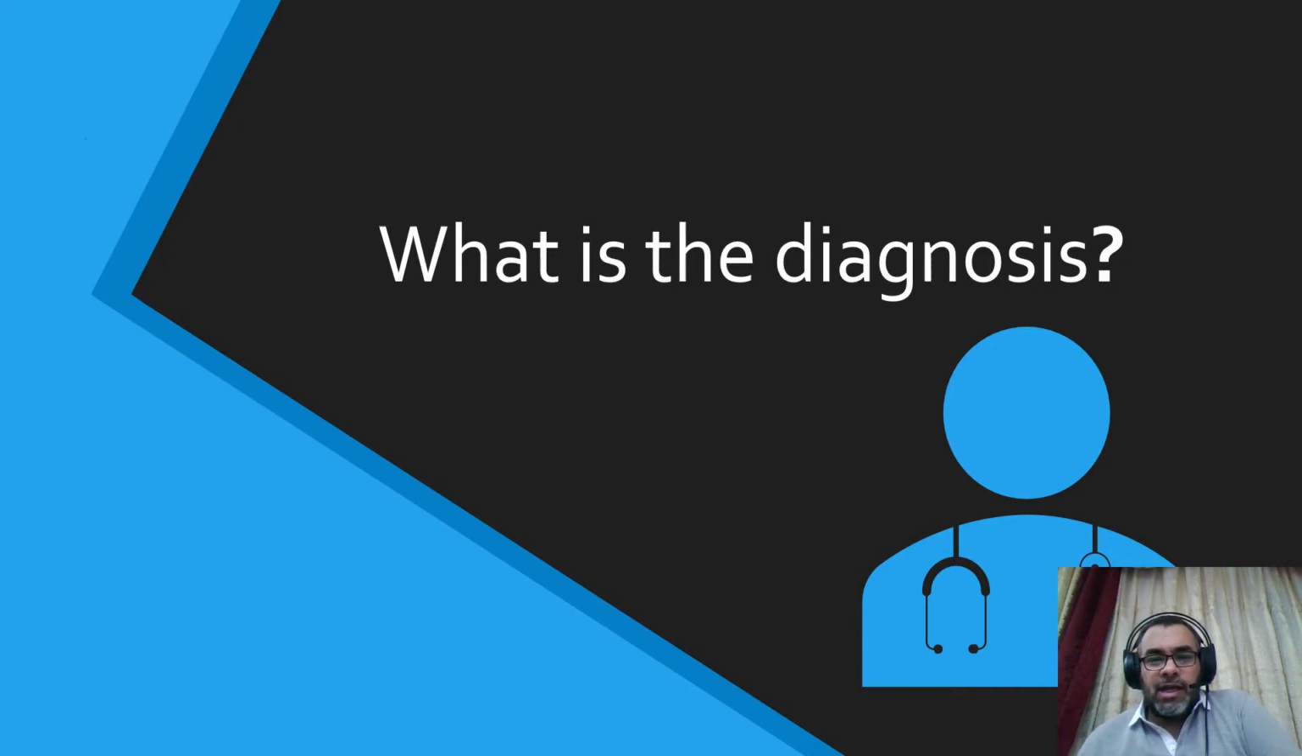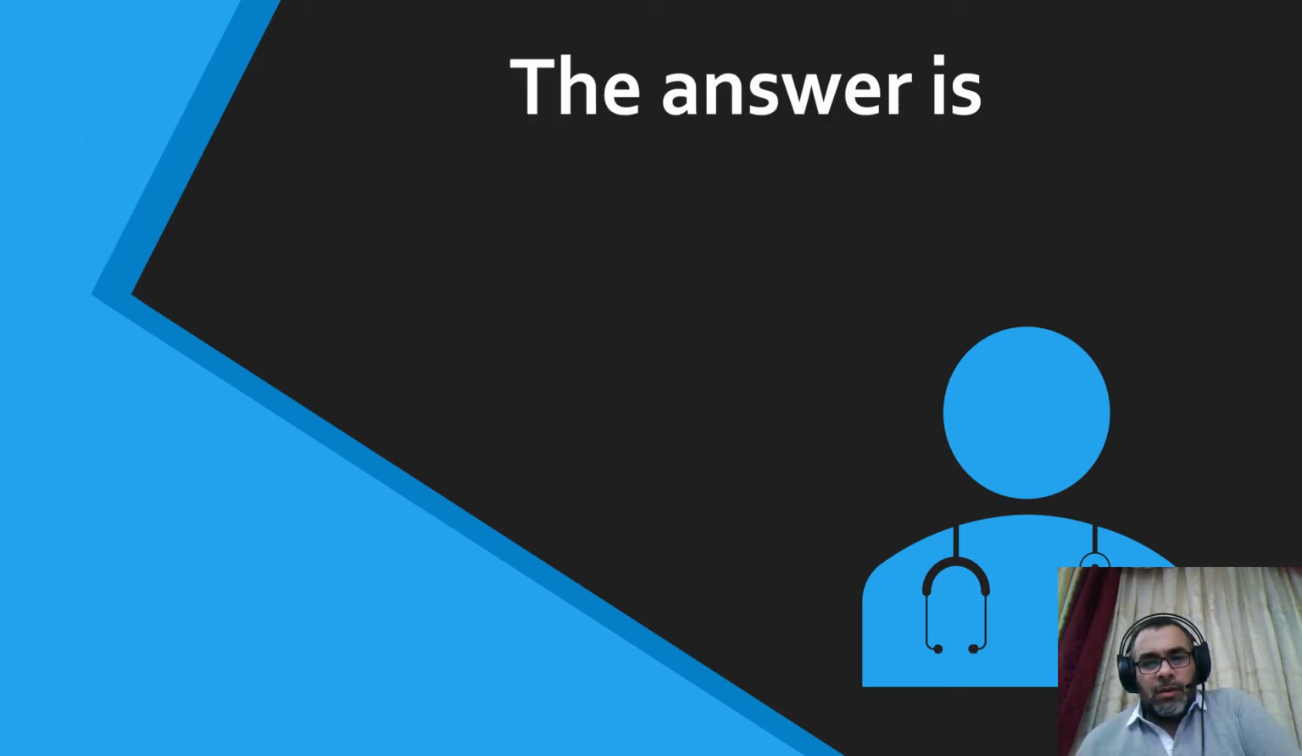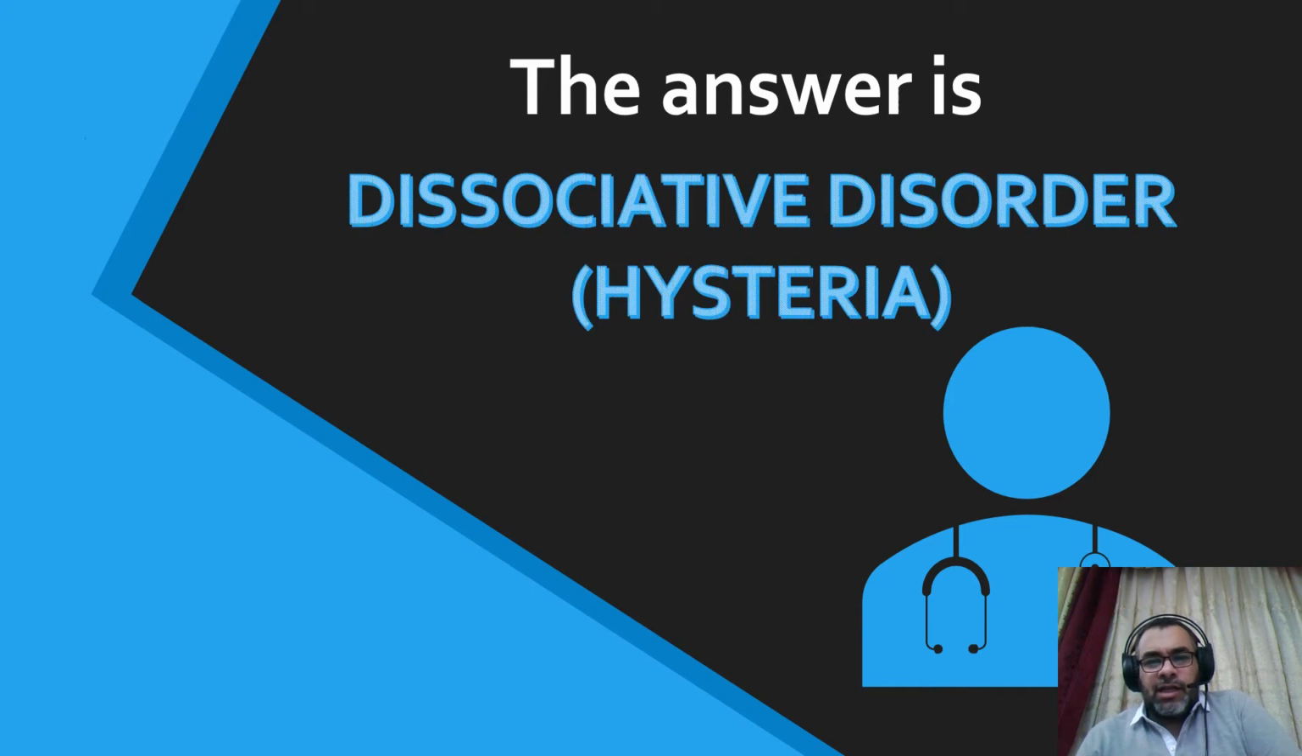So, what is the diagnosis? Remember that this case may be faced in rheumatology or internal medicine clinic, but it is actually a neurological or even neuropsychiatric case. And the answer is dissociative disorder. Dissociative disorder. This is the new name for hysteria. So they are the same disease. Hysteria is the old name and dissociative disorder is the new name.